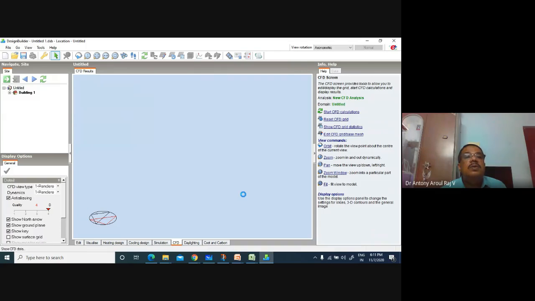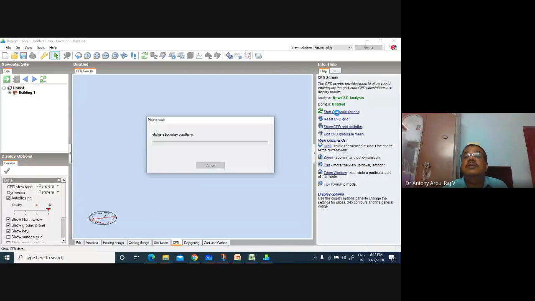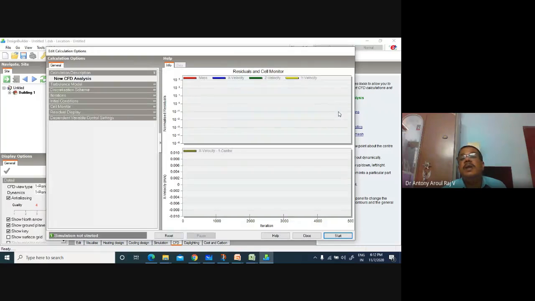Now I think we have to start the CFD calculation. We have to solve this CFD calculation. So the building is not visible. Okay, 1 minute. The building is not visible. No problem. We will start the CFD calculation.